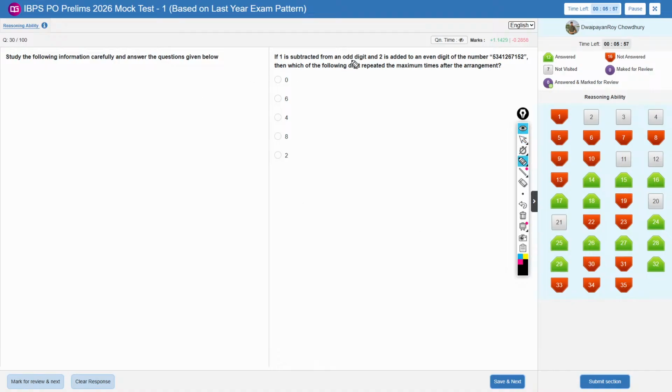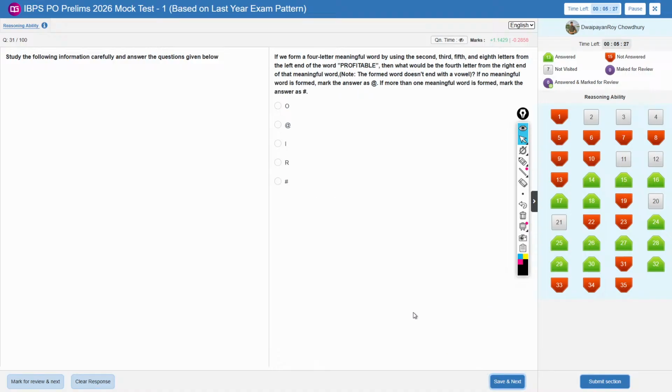If 1 is subtracted from an odd digit and 2 is added to an even digit, which is repeated maximum times after the arrangement? 1 is subtracted from odd: 4, 2, 6, 0, 4, 8, 6, 0, 4, 4. So 4, 4, 4, 4. 0 twice, but 4 is repeated maximum times. You don't know a meaningful word.